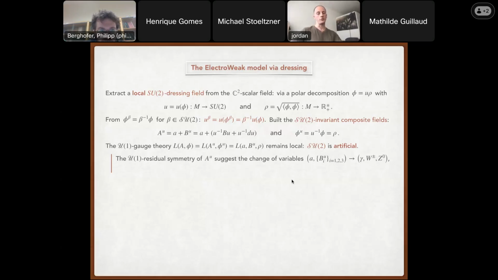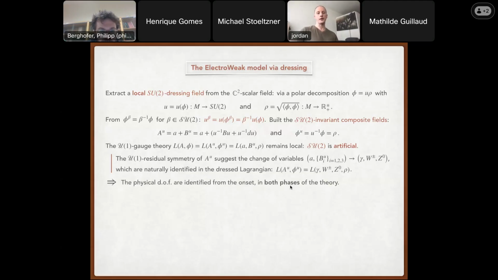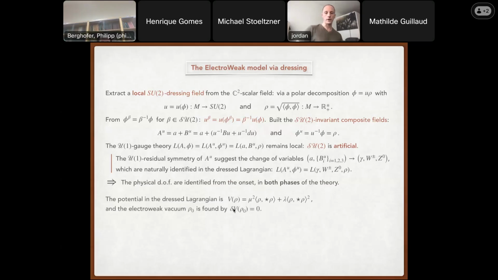And you can rewrite without any effort the whole theory in terms of those objects, because they appear completely naturally in the unfolding of the Lagrangian. So what you have is that the physical degrees of freedom are identified from the very beginning in both phases of the theory, because notice that we have not talked about the vacua, about the potential, about minimizing it, nothing of the sort. And now what happens is that, of course, the potential is now a potential for a real positive field, and the electroweak vacuum is found in the same way by minimizing that potential.